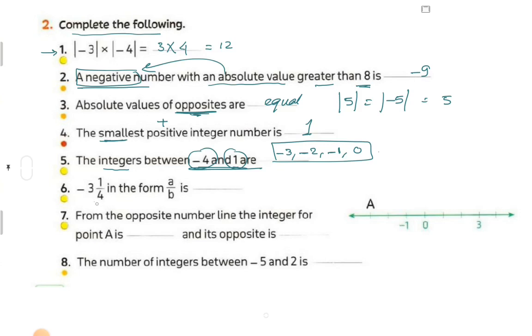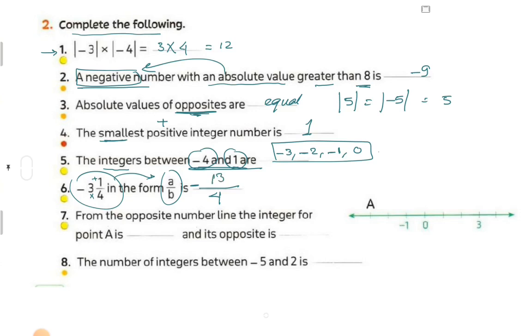Negative 3 and 1/4 in the form of a over b, just a fraction. This is a mixed number. To change a mixed number to a fraction, keep the same denominator with the same sign, negative, and 4. To find the numerator, multiply 4 times 3 plus 1. 4 times 3 equals 12, 12 plus 1 equals 13.